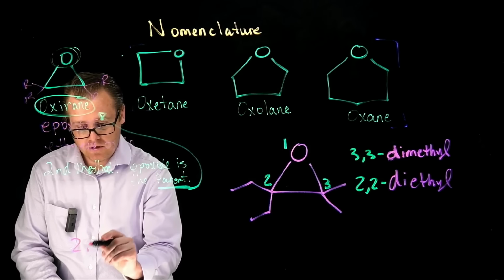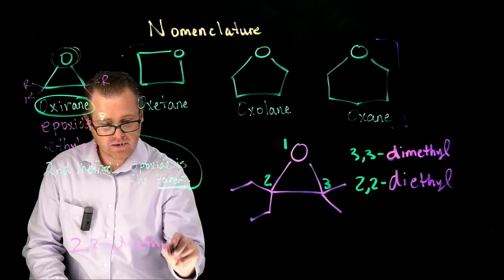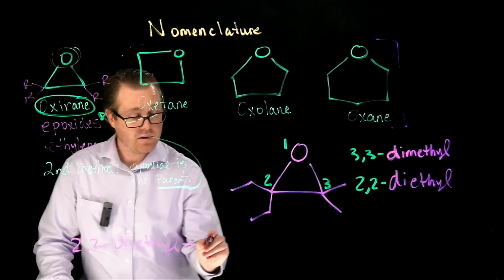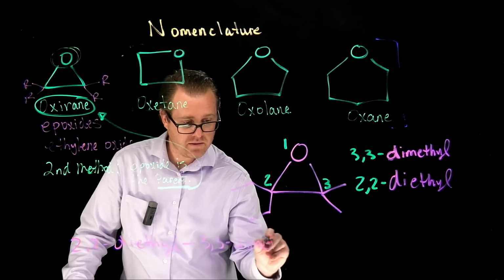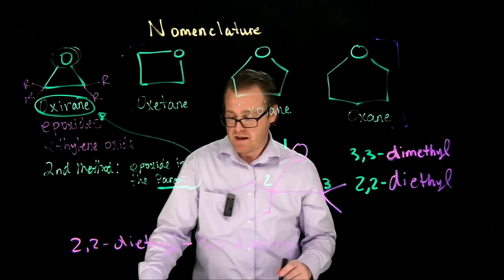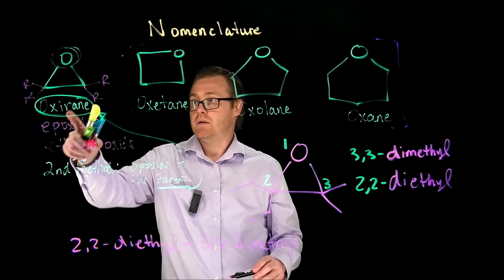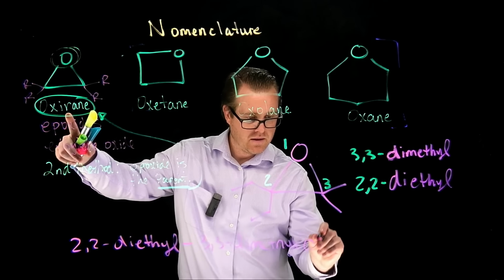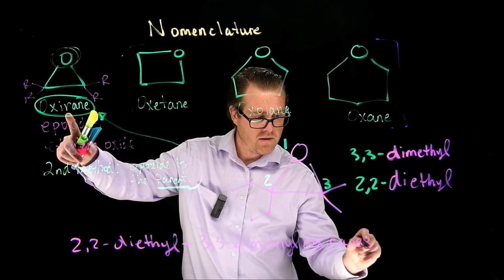So 2,2-diethyl is the first substituent. And then we have 3,3-dimethyl. There's the second set of substituents. And then what's the parent name? Oxirane. Like that.